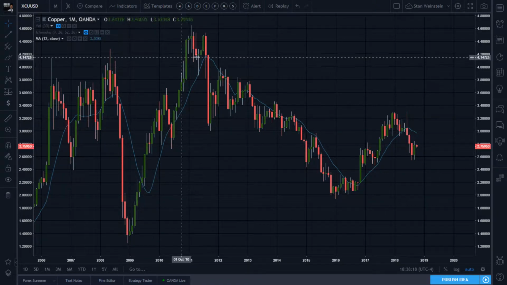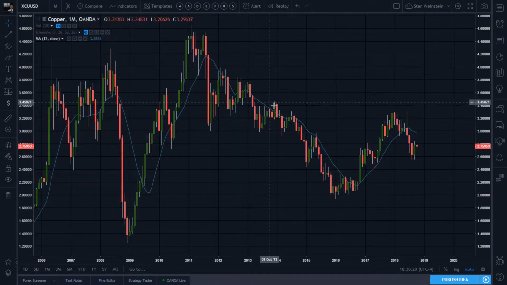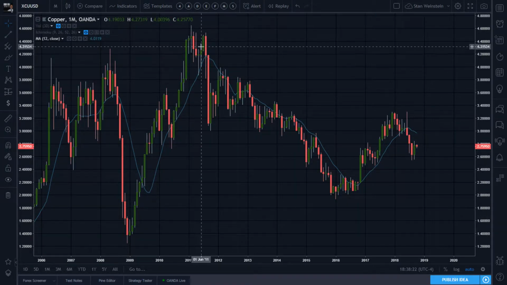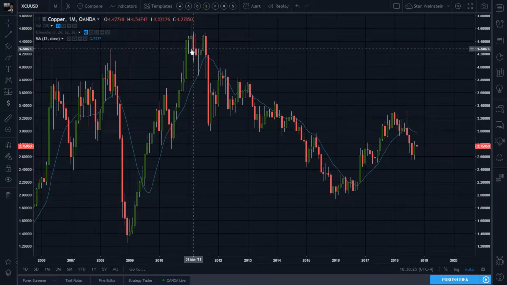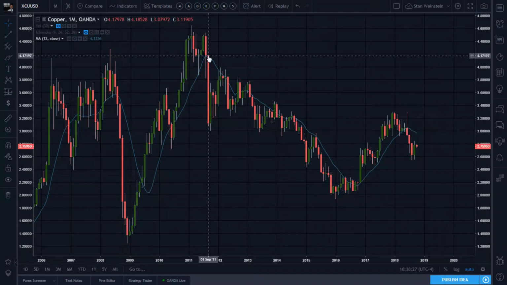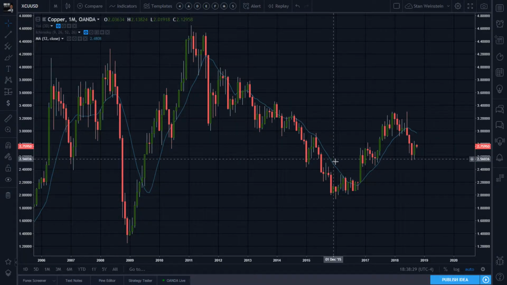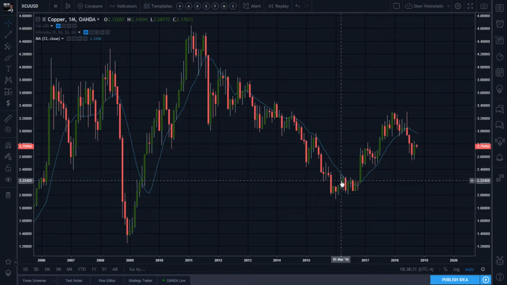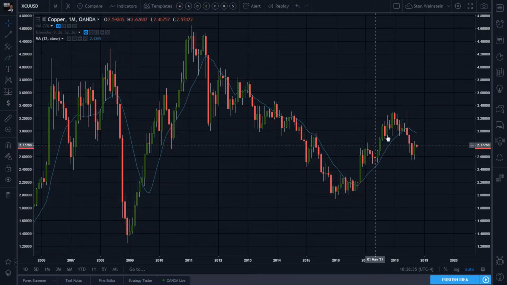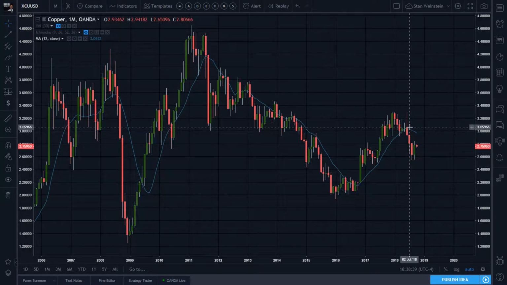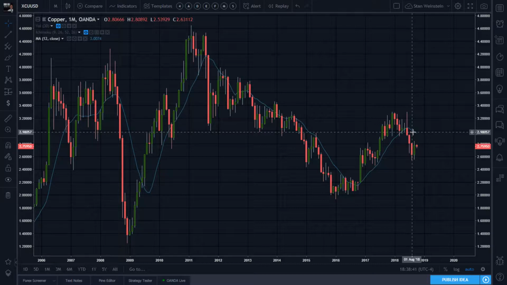Stage 2, 3, 4. Been in the stage 4 for a whole bunch, guys. Late 2011 all the way down. Nice bottom here. Less volatility. Bam, explode. Stage 2. And now, guys, we're in a stage 4.